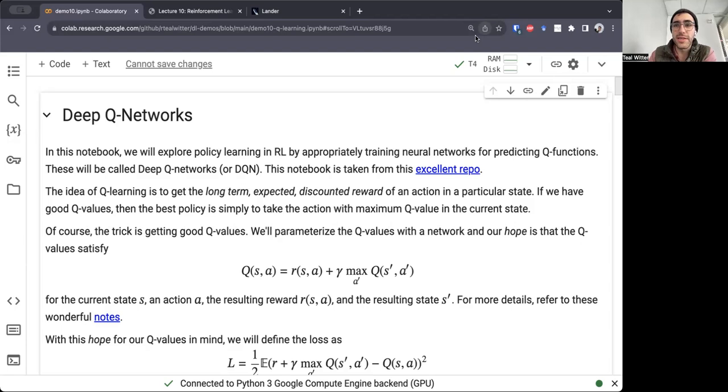Of course, I'm most excited about these reinforcement learning demos because I get to play games in front of you.